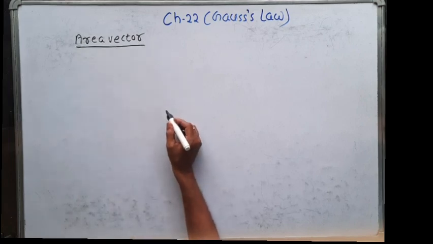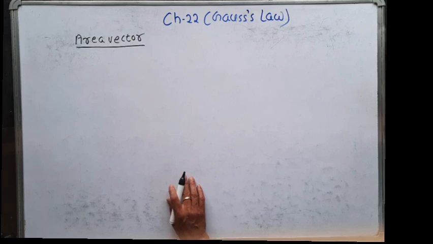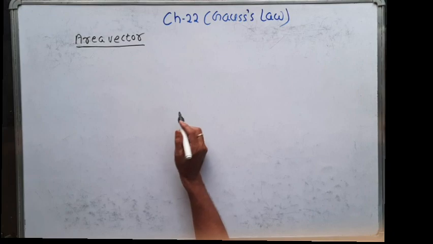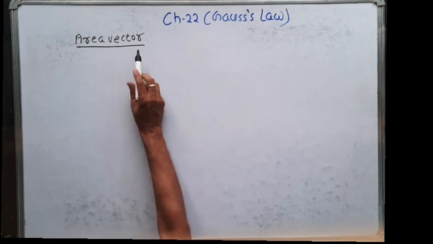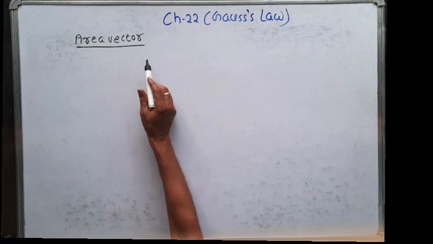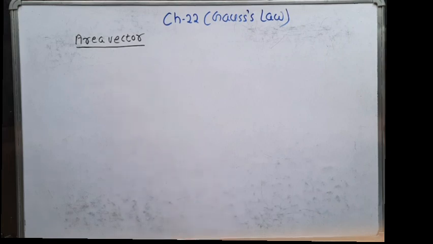What is area vector? We have read in the vector chapter the classification into scalar quantity and vector quantity. We have taken area and volume as scalar quantities. But if that area is represented by a vector quantity, it must have some direction. So how will we find the direction?